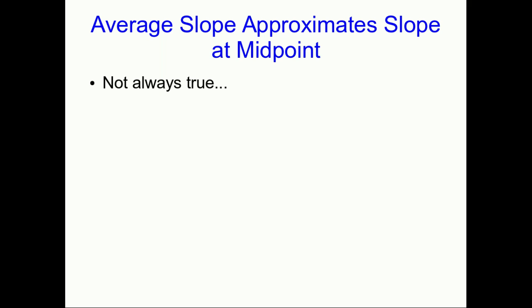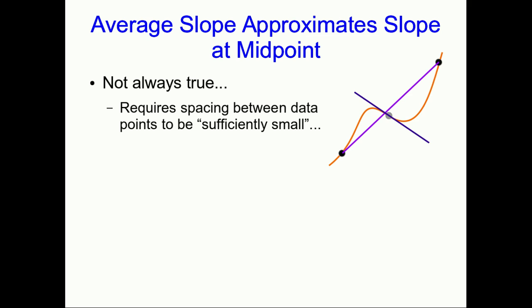Now, you can think about this and see that this is not always going to work. So, for example, here's a curve, and here are 2 points that we've got. Let's say those are our data points, and perhaps unknown to us, the curve does that in between. Well, clearly the line connecting the 2 points gives an extraordinarily poor approximation to the slope at the midpoint. So, for this to work, it requires that the spacing between your data points be sufficiently small, one of those marvelous vague phrases. And because this is a 15-minute video lecture in a first-year course, I'm just going to leave it at that.